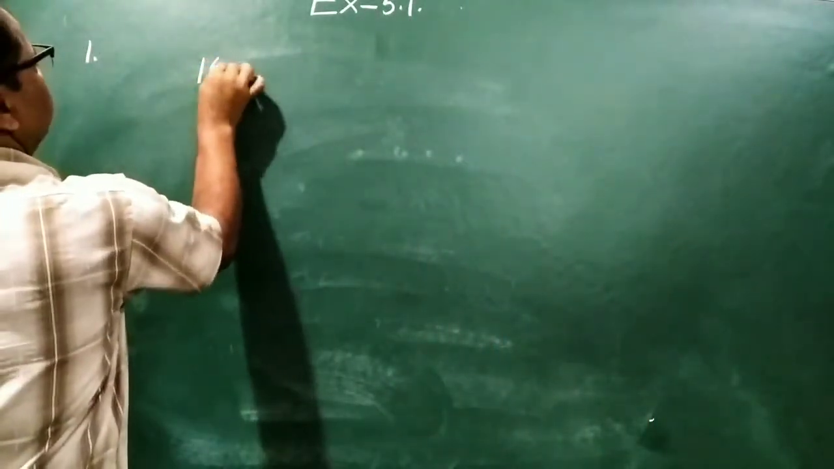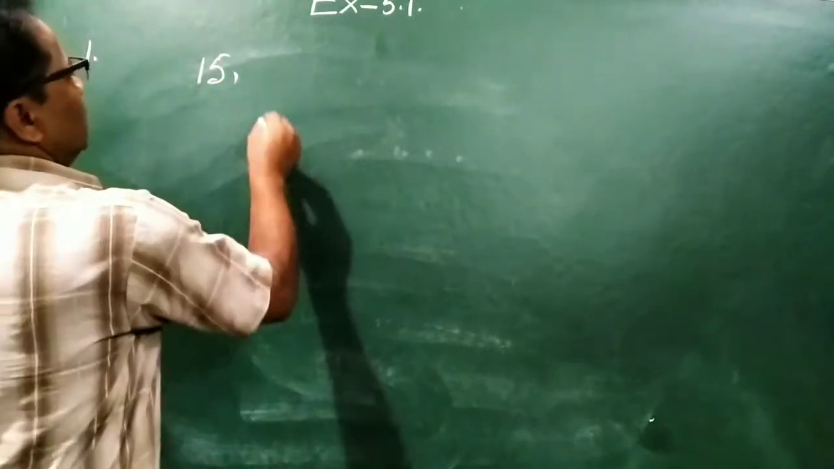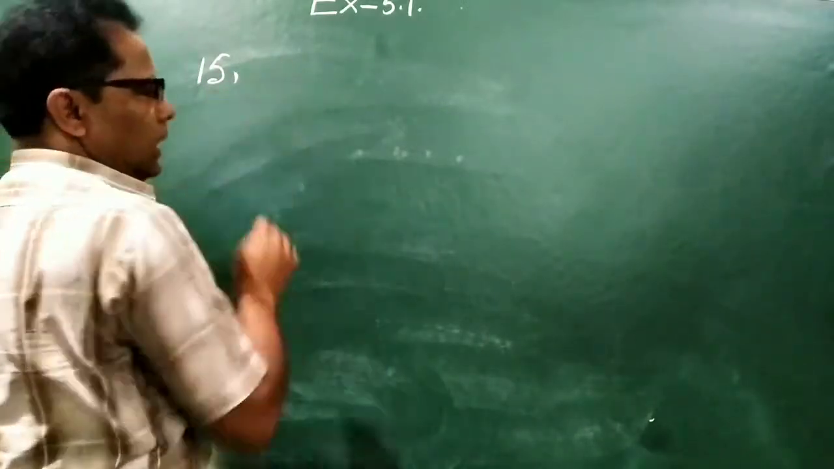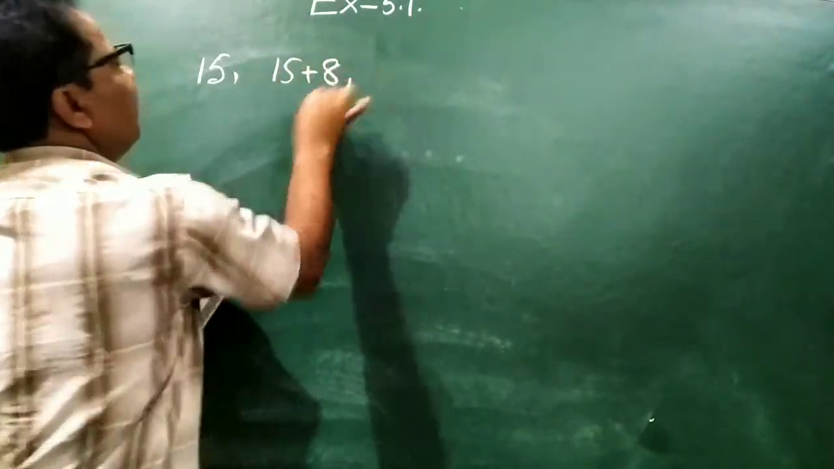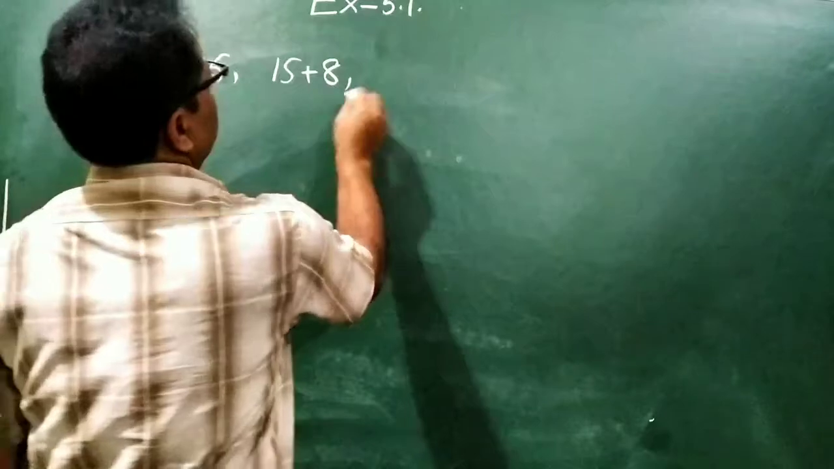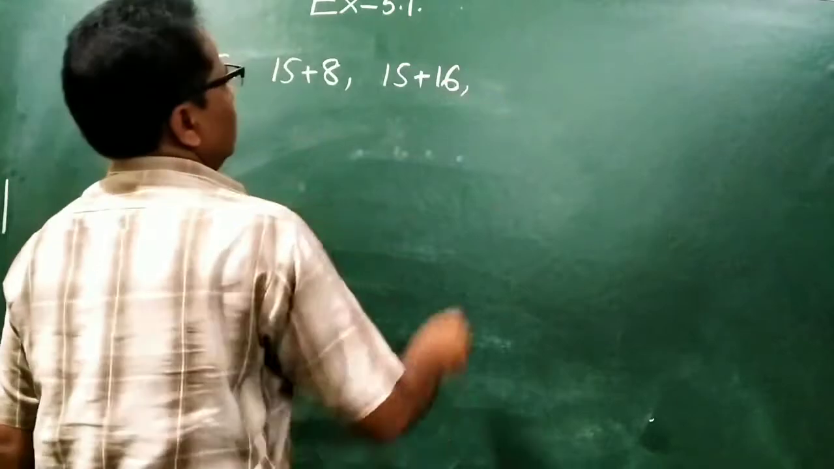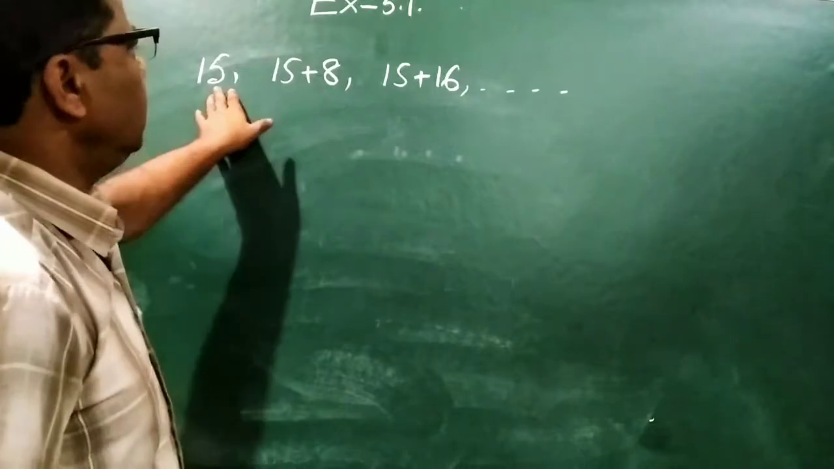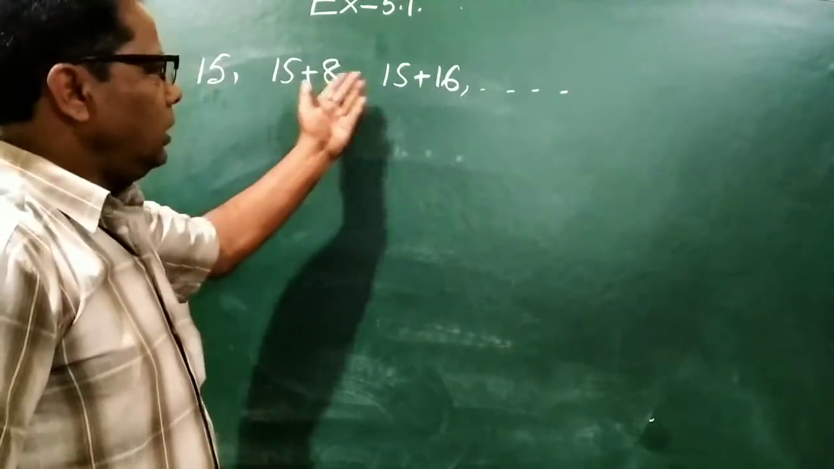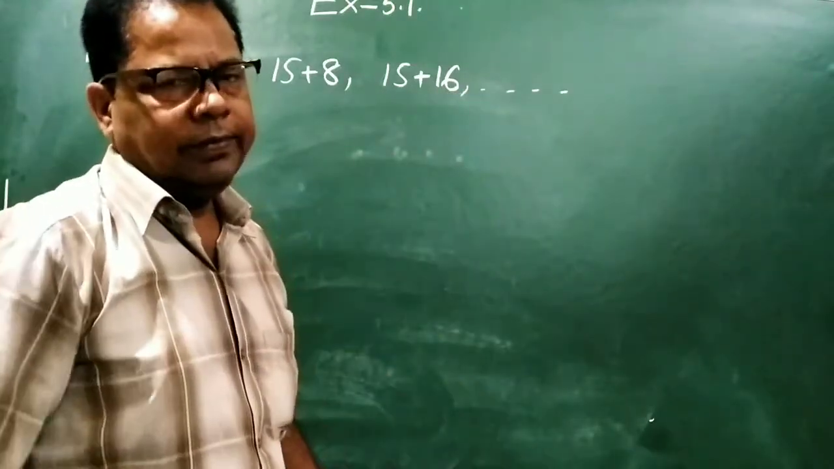If we follow, the first kilometer is 15 rupees. Then what will be the fare of the second kilometer? For the second kilometer, 15 rupees will come plus 8 rupees extra, so 15 plus 8. For the third kilometer, 15 will come plus 8 plus 8, 16. So in this way it will go. The first kilometer will be 15 rupees fixed, the second kilometer will be 8 rupees extra, and the third kilometer will be 8 plus 8, 16 rupees extra. So in this way the taxi fare is increasing.